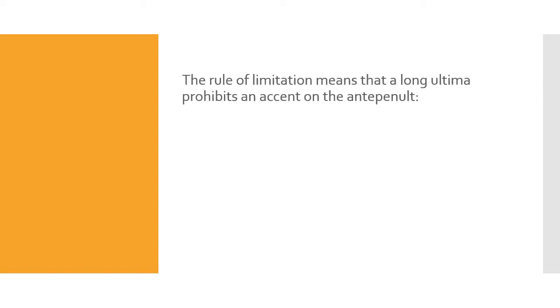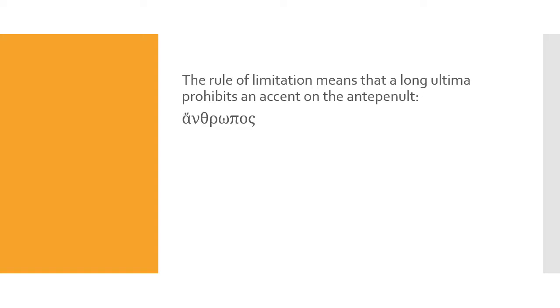So the rule of limitation means that a long Ultima prohibits an accent on the antepenult. That is, if the final syllable is long, then the accent cannot stand on the antepenult, that is, the third last syllable. So we have anthropos, anthropos.